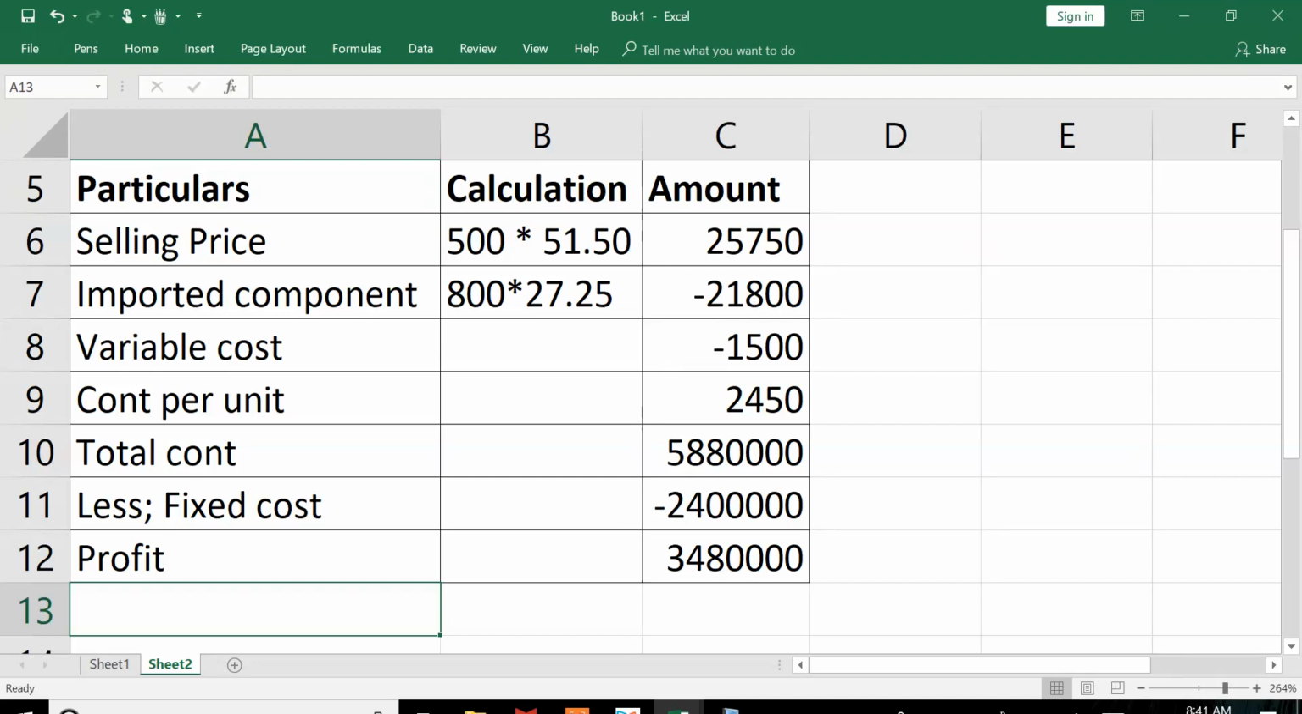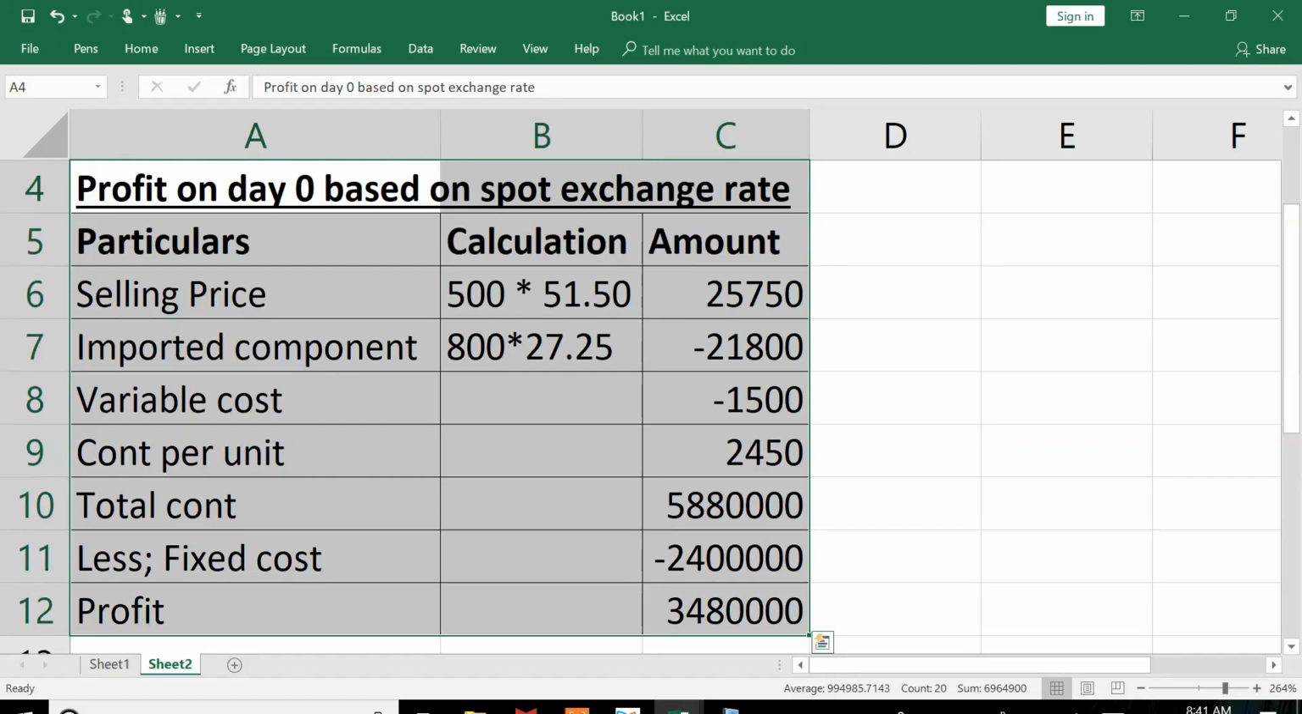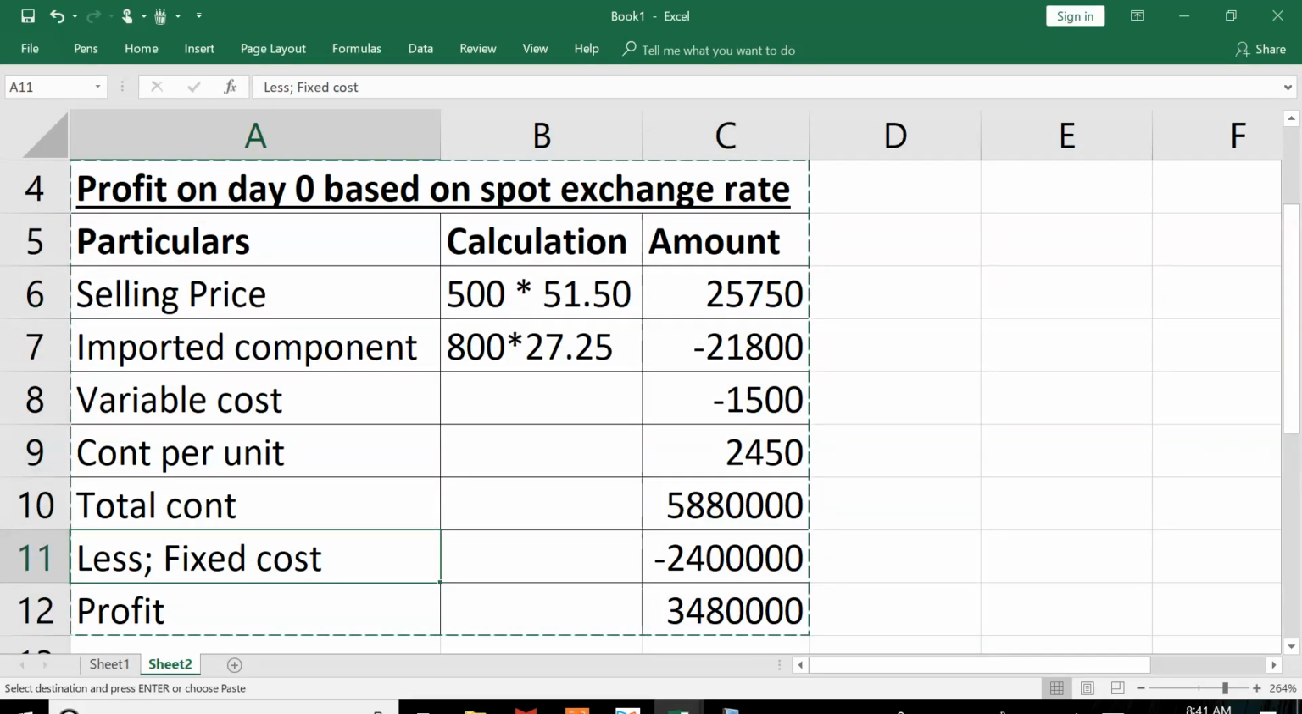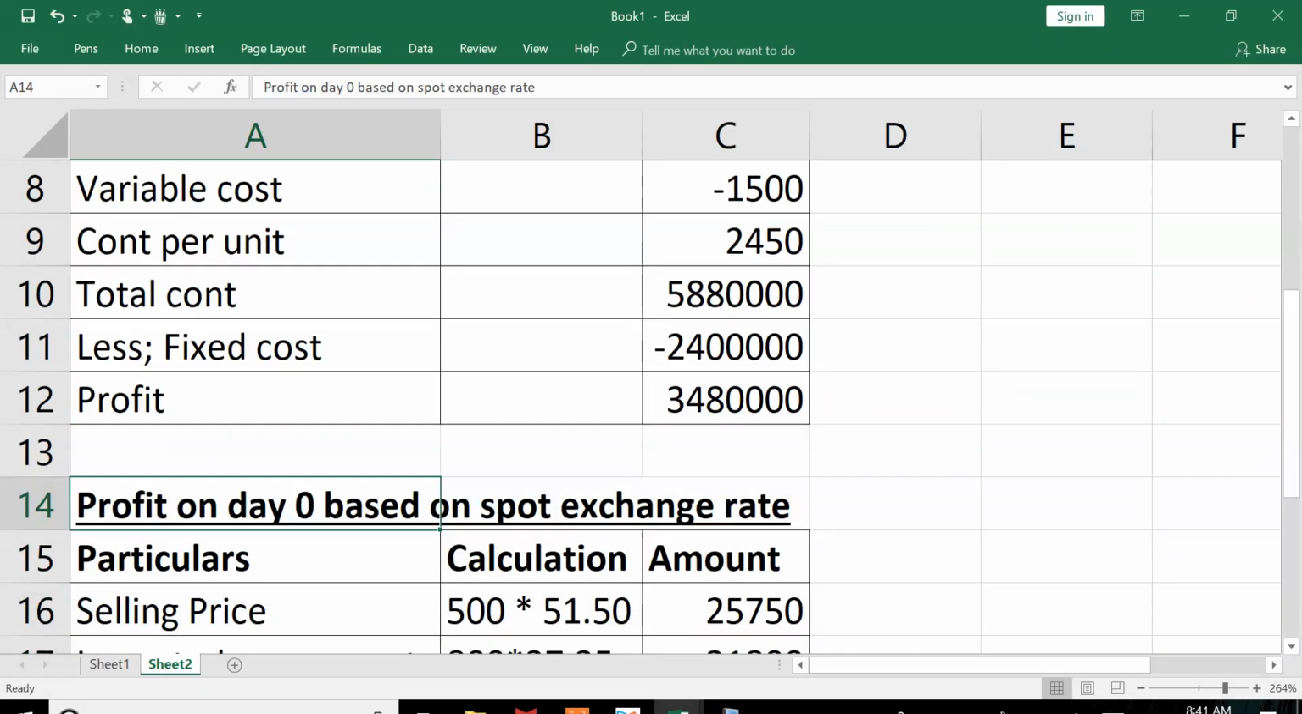Now the same thing, profit on day 180. Any doubts on 34,80,000? Any doubts on that number? Profit on day 180 based on expected exchange rates.